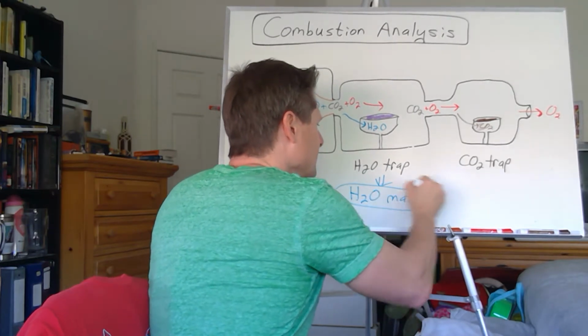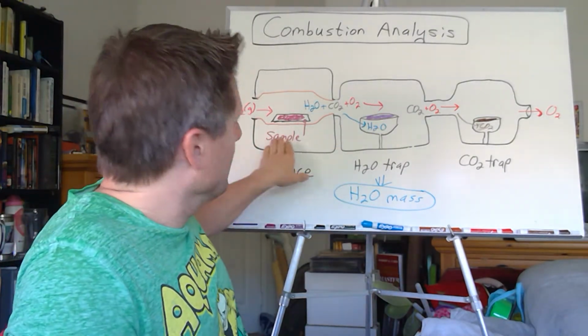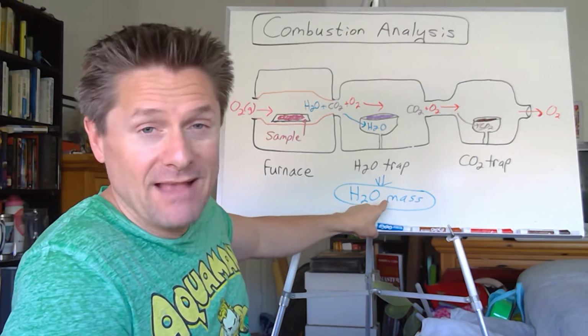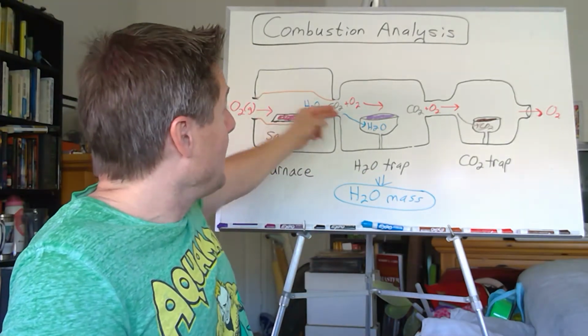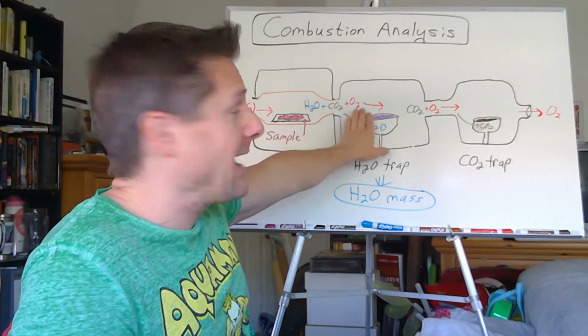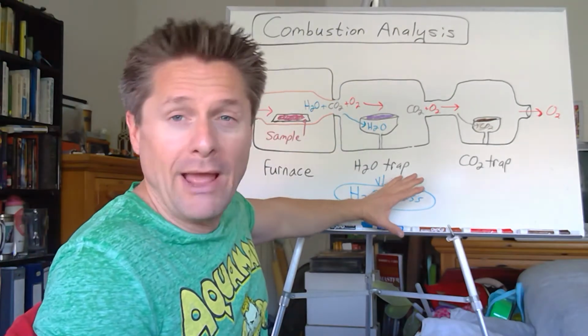Right? So that'll give us the mass of water that we got after combusting the hydrogen. Now we can take that mass of the water and back calculate to get the mass of the hydrogen in the original sample. This does not affect carbon dioxide or oxygen. Those just go straight through to the next chamber. So all the water's pulled out in the water trap.